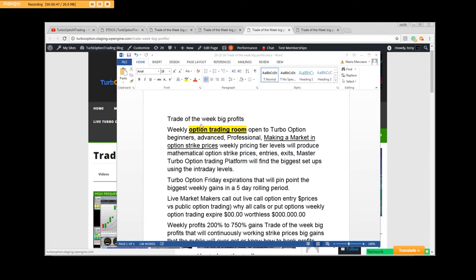Once again, trade of the week, big profits, option trading room that the traders will be in there. Beginners, advanced, and professional, making a market in the option strike prices. Weekly pricing tier levels will produce mathematical option strike prices. Entries, exits, master turbo option trading platform will find the biggest setups using the intraday levels.